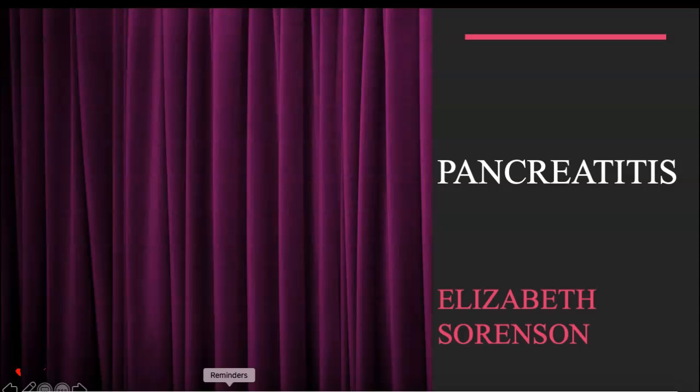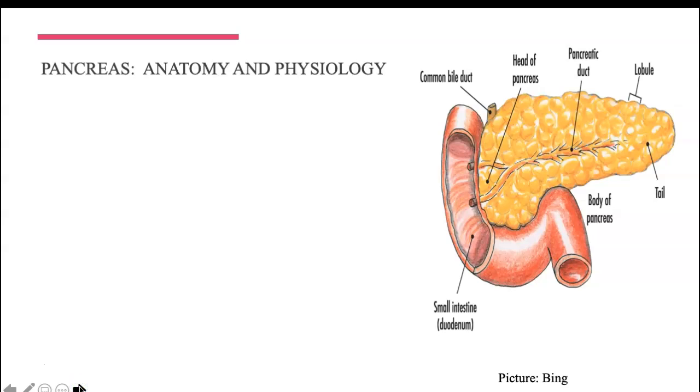Okay, so the topic that I'm discussing today is pancreatitis. Pancreatitis is basically inflammation of the pancreas. It can be two types: acute, which can be resolved and is reversible, and then chronic, which leads to irreversible damage to the pancreas. And so the treatment therefore is lifelong.